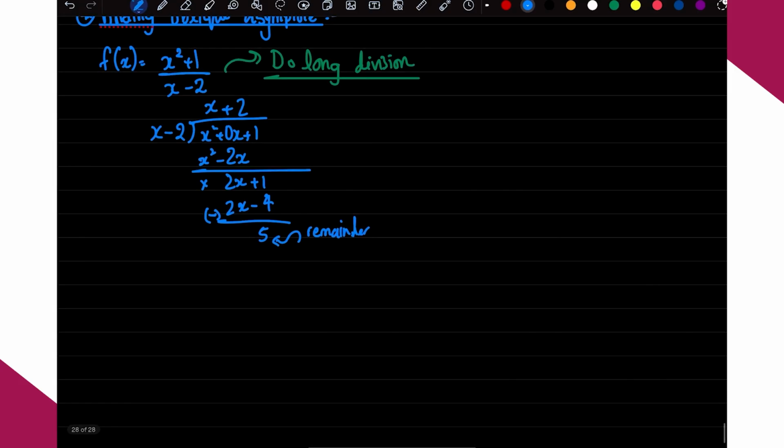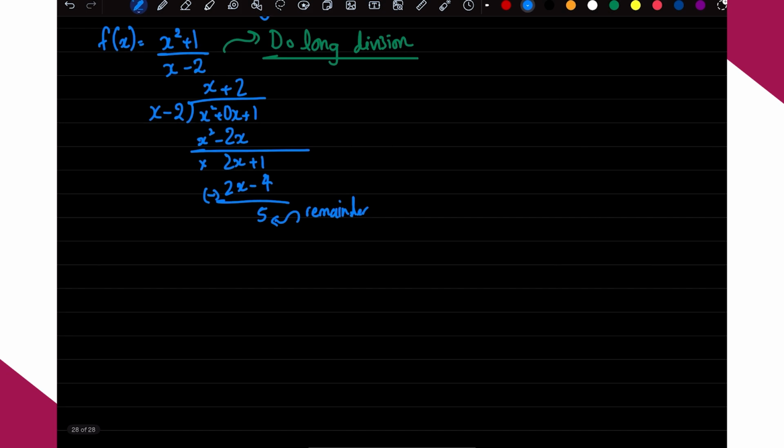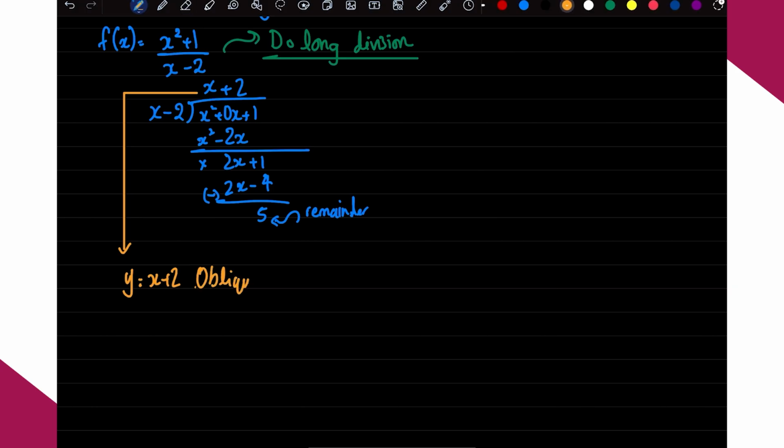So the oblique asymptote in this case is going to be y equal to x plus 2. So this is your oblique asymptote. So this particular solution is the oblique asymptote of the equation, right? And this is the case for all oblique asymptotes.